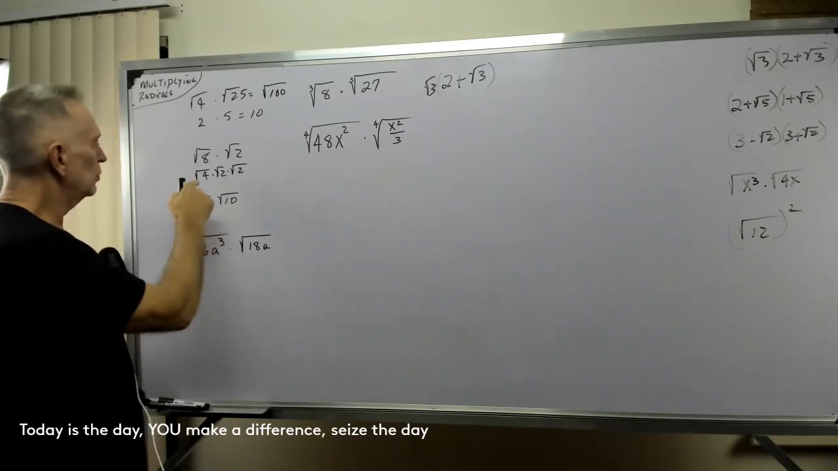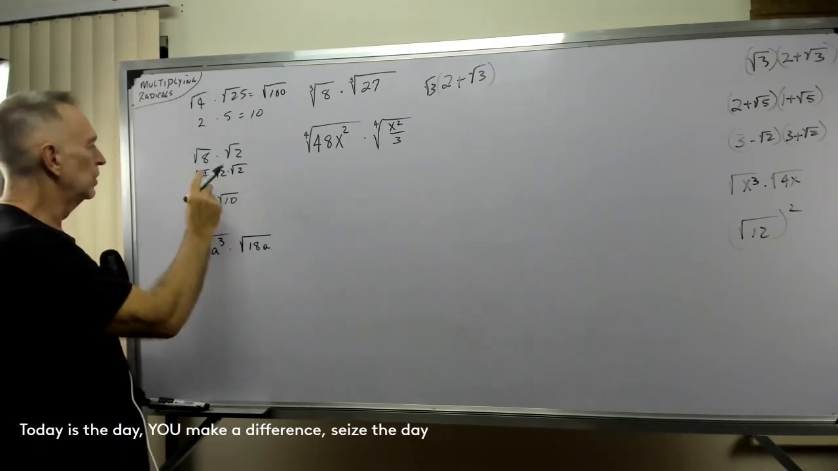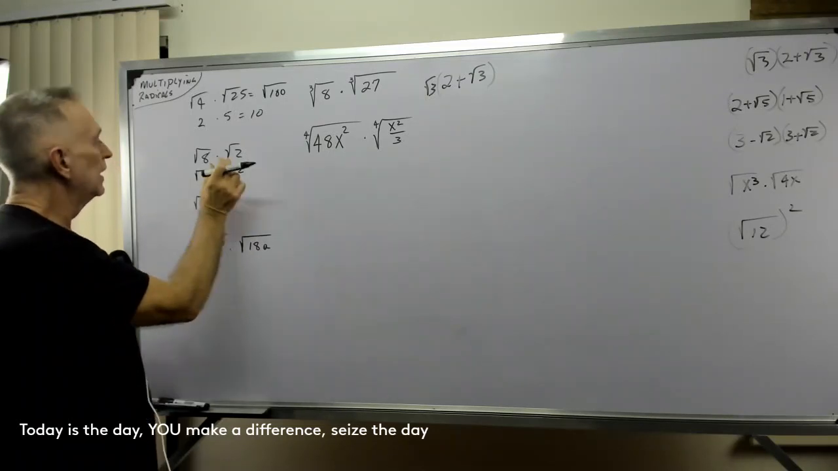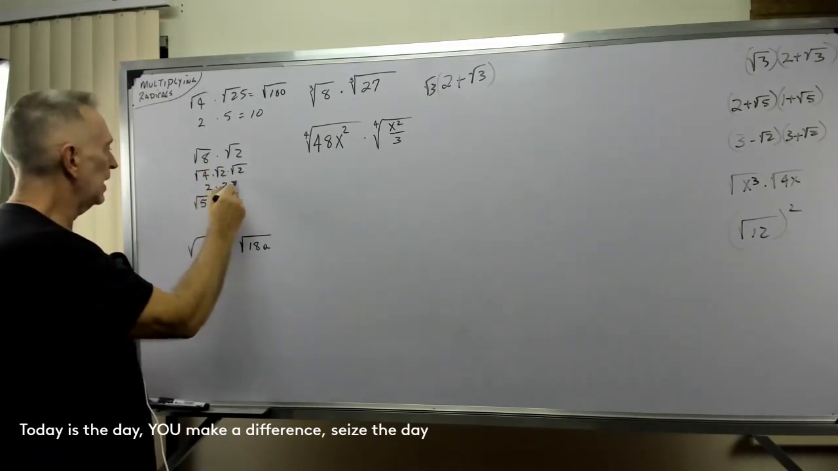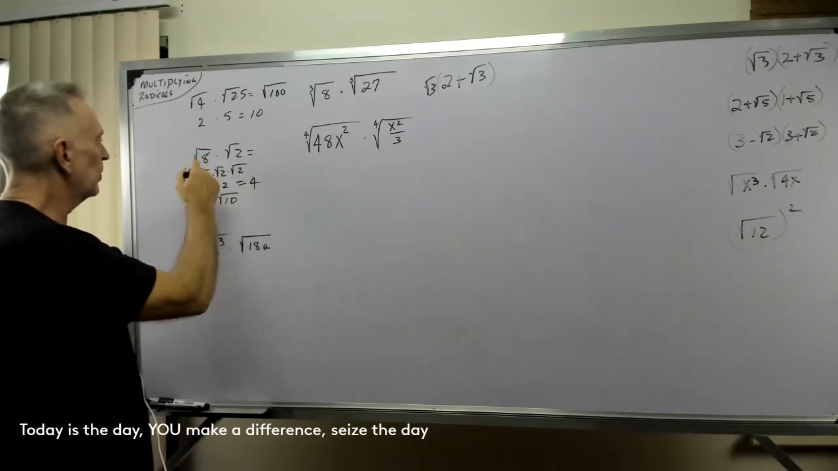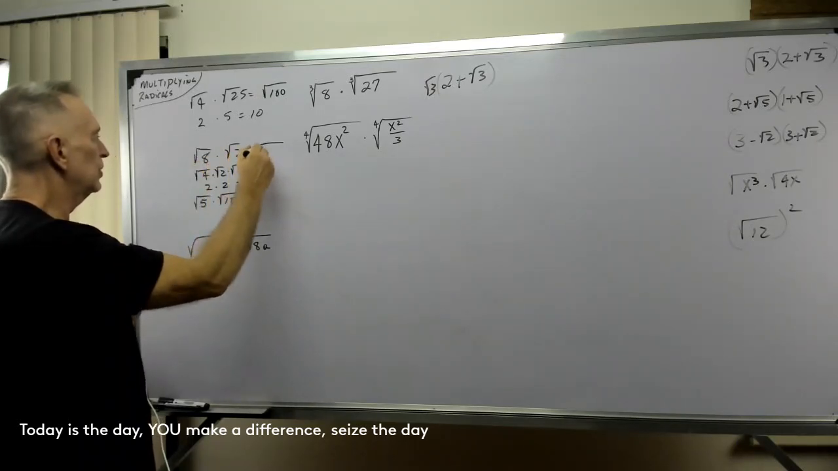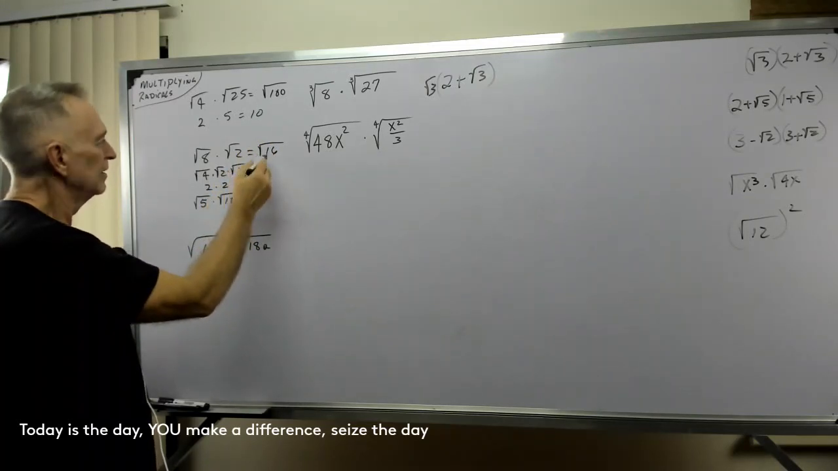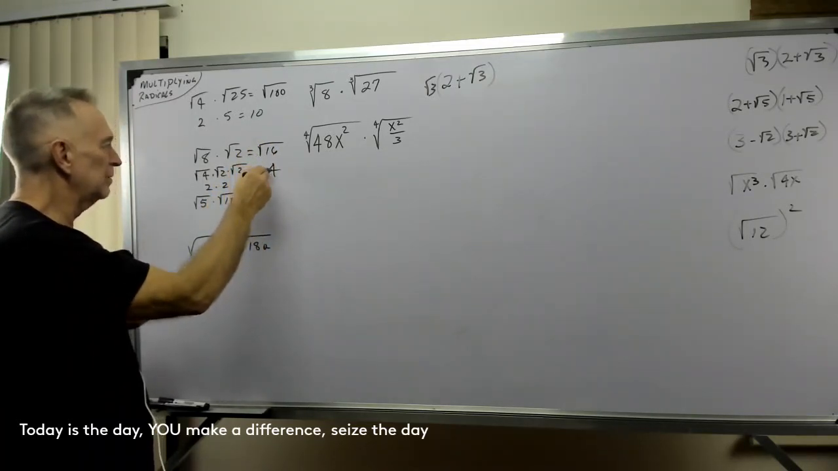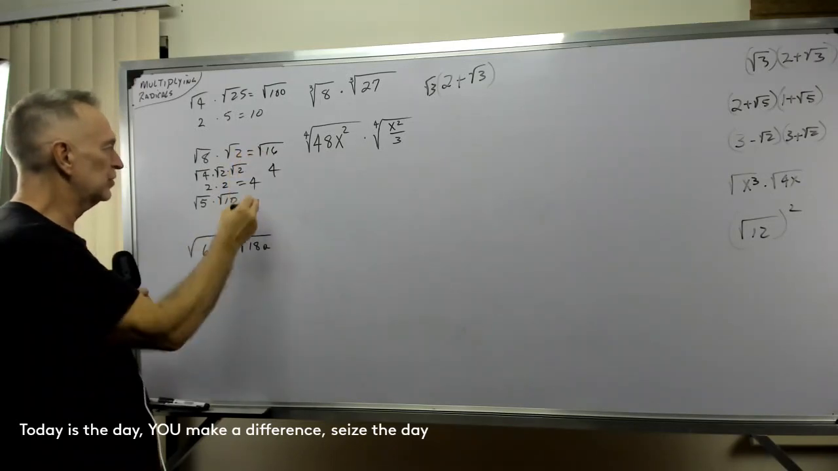Hey, this is cool. The square root of 4 is 2. Now the square root of 2 times the square root of 2 is 2. 2 times 2 equals 4. Well, I could have said the square root of 8 times the square root of 2 is the square root of 16. The square root of 16 is 4. Okay, what number times itself 2 times gives me 16? 4.